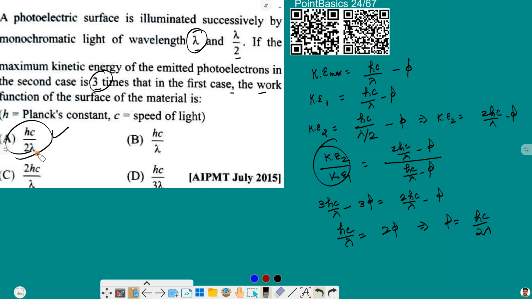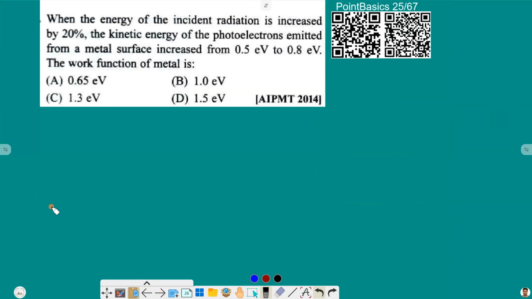Moving ahead, when the energy of the incident radiation is increased by 20%, the kinetic energy of the photoelectrons emitted from the metal surface increases from 0.5 to 0.8 electron volt. The work function we have to find out.